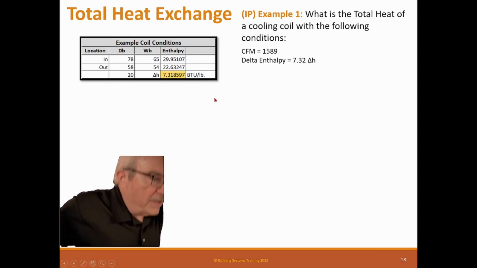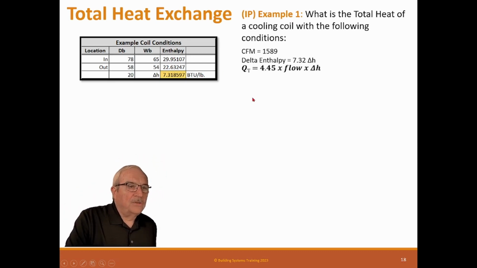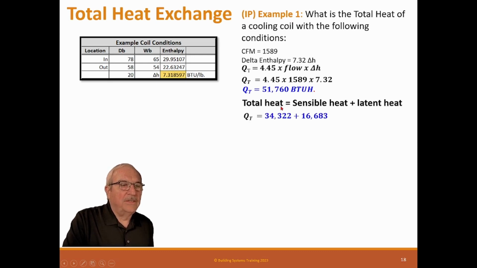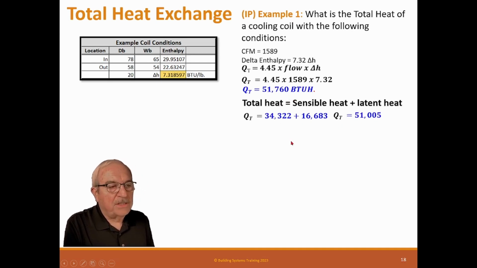And total enthalpy is actually total heat of enthalpy. So we'll look at that. So Q equals 4.45 times flow times delta H equals 4.45 times 1589 times 7.32, which equals 51,760. Now, if you add up the sensible and latent and the other, it'll come up slightly different numbers. And again, that's because of the rounding of the decimal places, but they're close. If you did the others like we did before, you get 51,05, so like 600 BTU apart. It's not significant, actually.